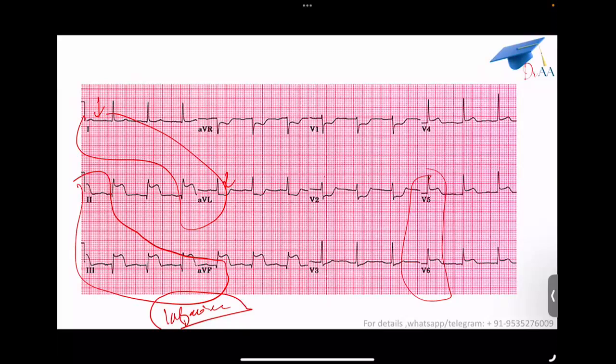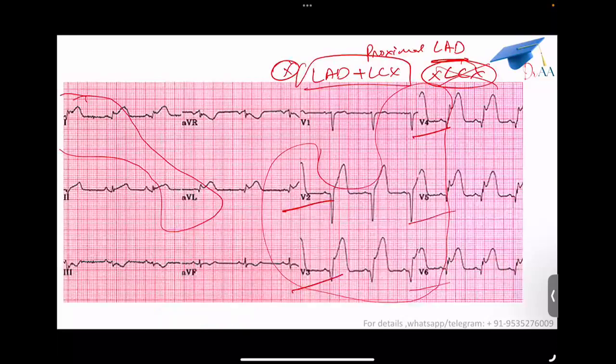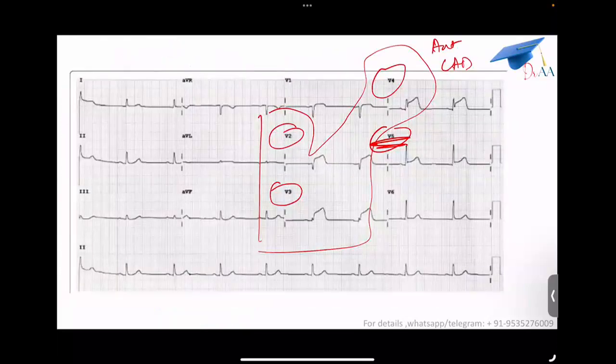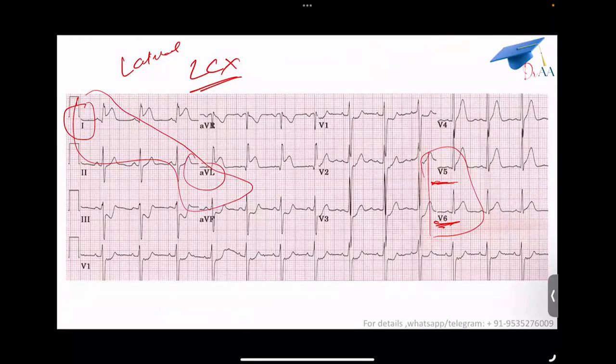Similarly, if you see a lateral wall MI, there might be reciprocal changes in the inferior leads. Here you can see ST segment depressions in III and aVF. Those are the reciprocal changes. These are only seen in inferior or lateral wall MI. It is reciprocal, I mean, it is vice versa.